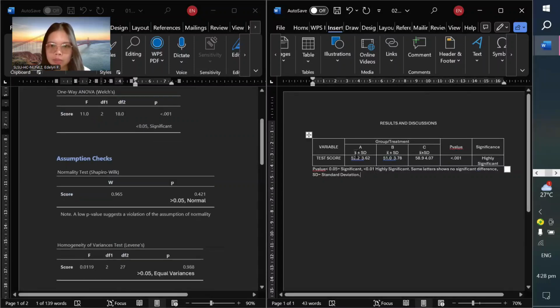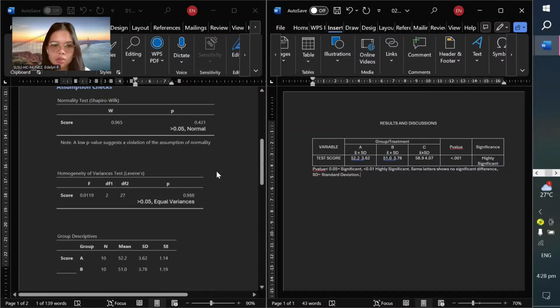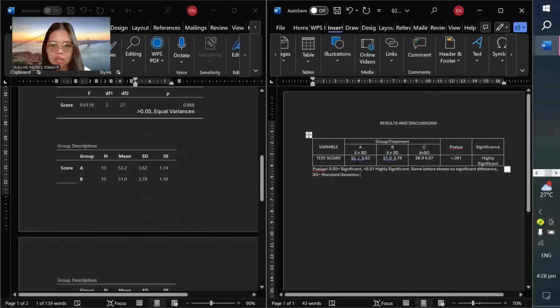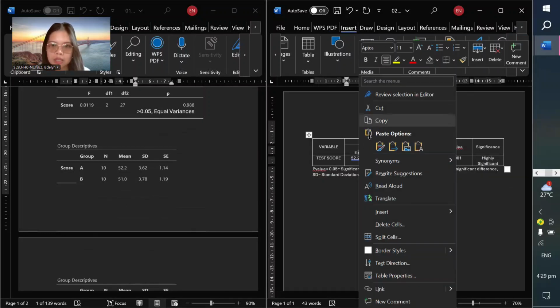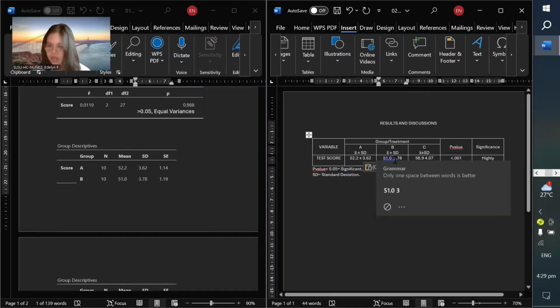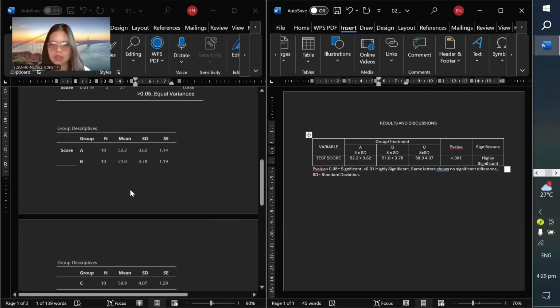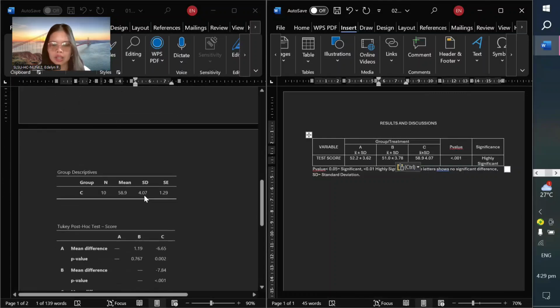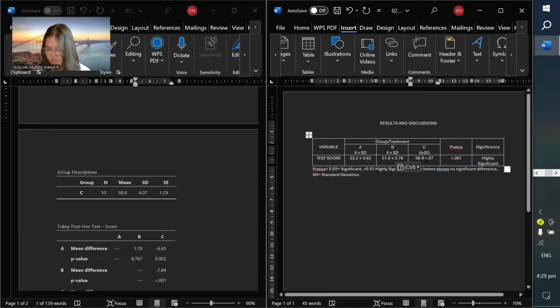Then we have the X bar. X bar stands for the mean. That's why we have here the mean, 52, and then the SD is 3.62. It should be separated by the plus and minus, so just copy and paste it here. And we have 51 and 3.78. You paste the plus and minus, and then you have the 58 and 4.07 here.